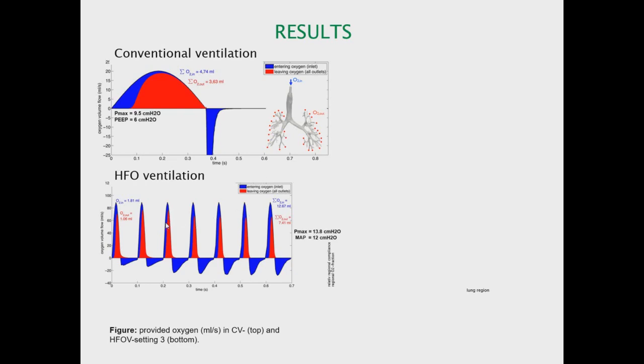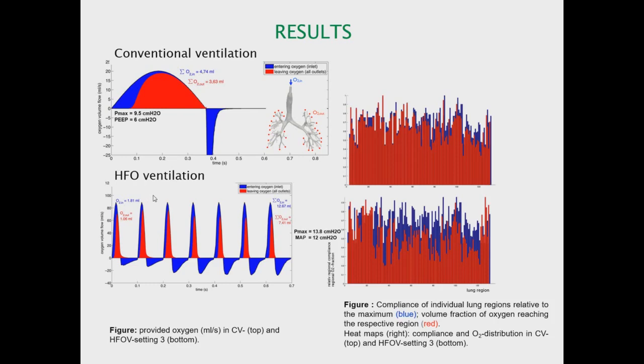In the lower panel, you can see the same illustrated for 0.7 seconds on high-frequency oscillatory settings at the mean airway pressure of 12. Here we show that the overall oxygen delivered is significantly higher in the high-frequency oscillatory settings as compared to conventional ventilation.